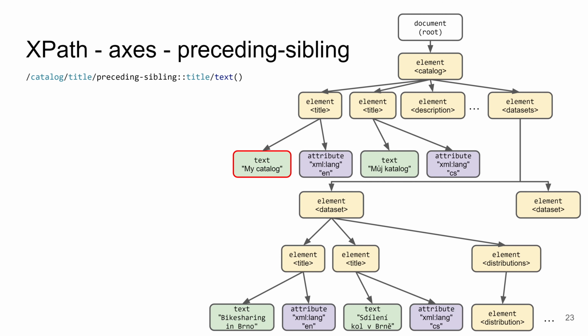Let's take a look. If we go to the left title element, the first one, then this one does not have any preceding sibling. So there, the query won't select anything. If we go to the second title element, then the preceding sibling title element is the first title element. So it will select the first title element and then go to the text node. So this query will actually select the My Catalog text node.